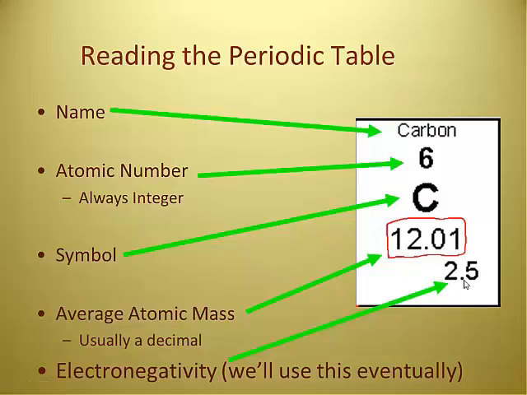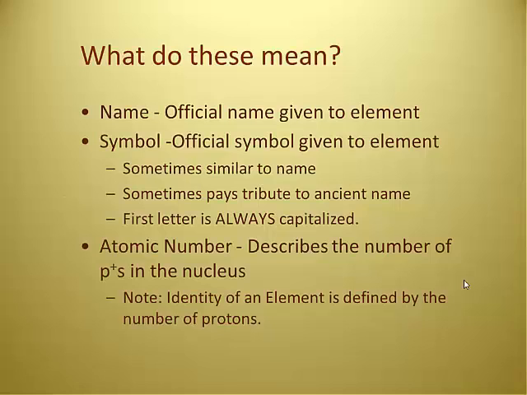If I haven't already done so, my first assignment with the periodic table, if you already got it, you should have already memorized the first 36 element names and symbols. What do these mean? The name is the official name given to the element. The symbol is the official symbol given to the element.